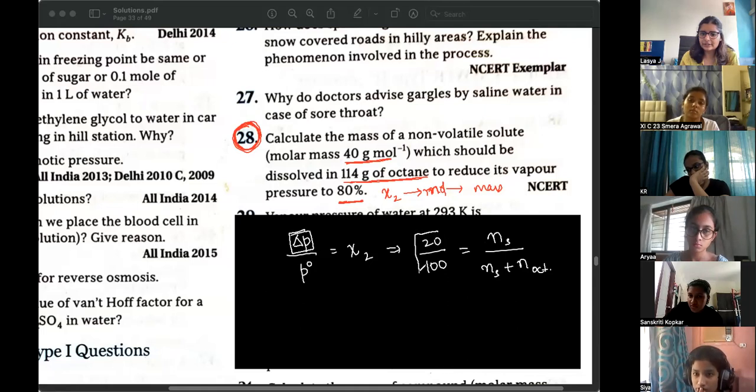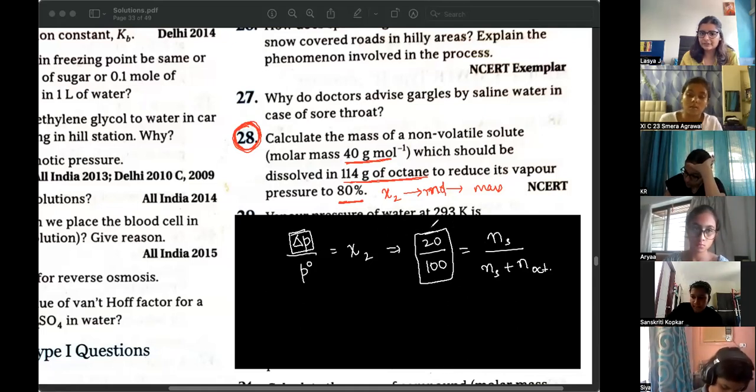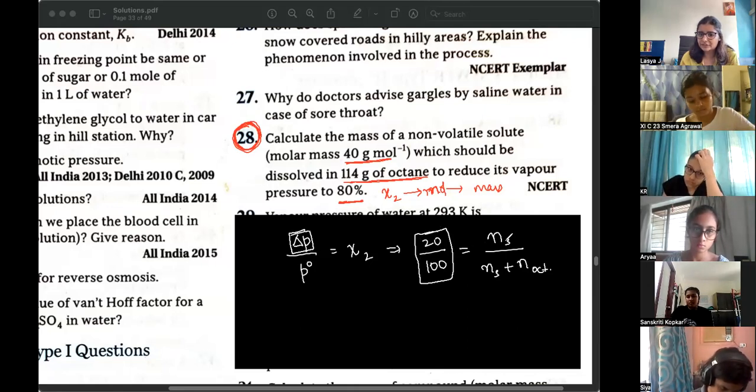This is the lowered delta P upon P naught. We needed to reduce it by 20%. That is equal to mole fraction of the solute, which is total number of moles of the solute upon the total number of moles, solute plus solvent.